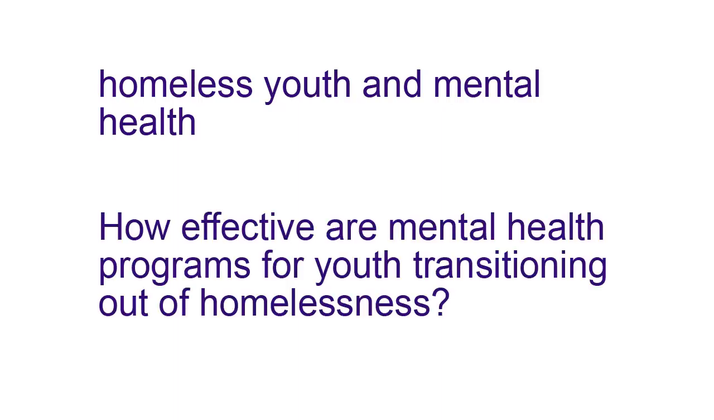Here's an example. If I look for research on a general topic, like homeless youth and mental health, I find hundreds of articles, which is a lot to work with. But if I focus instead on a research question, like how effective are mental health programs for youth transitioning out of homelessness, only a fraction of those articles are related. Some key works on the broader topic are needed for context, but focusing on research related to your question will streamline your lit review.